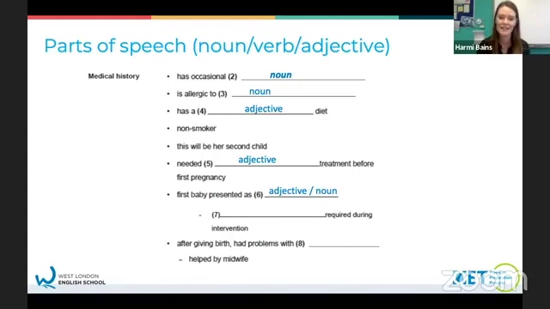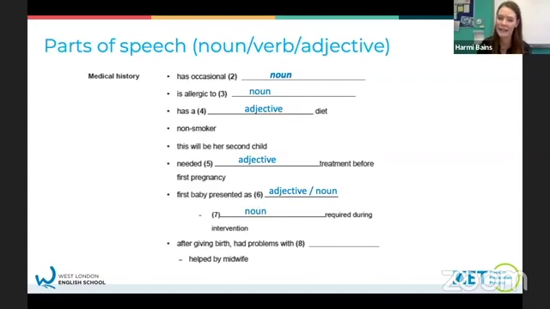Thoughts on number 7? It's the same, adjective it can be. Or can you think of an adjective that would work? Intervention required. Can put treatment or. That would be a noun. Yes. So a noun would be better here because it's like something is required. So maybe forceps required during intervention, something like that.